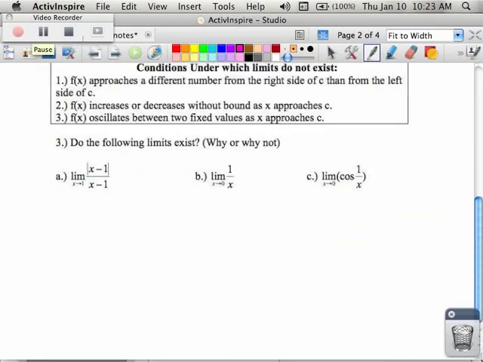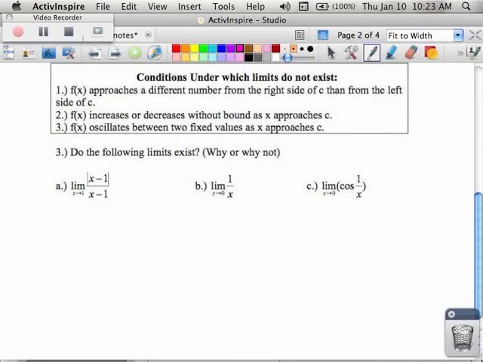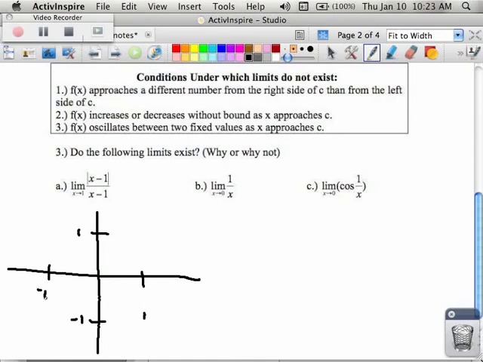In this next section, there are some places where limits don't exist and reasons why. There are 3 main kinds. Let's look at letter A. In letter A, if I were to graph this function, and you can try it on your calculator some other time, here's what you would see. You would see the function that looks like the following.